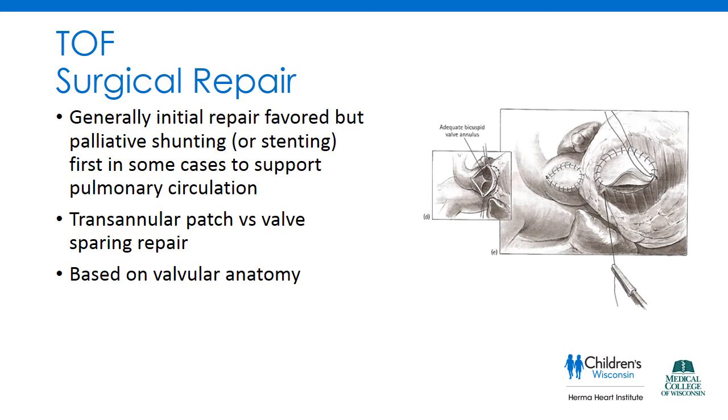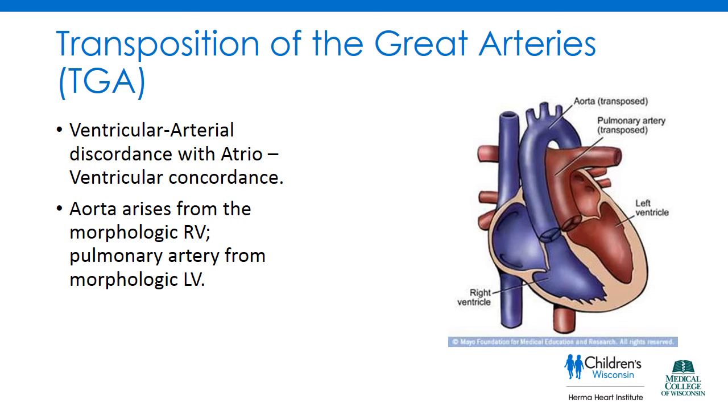To repair this, initial repair is favored, but sometimes we have to do palliative shunting or stenting to support their pulmonary circulation. But typically, the surgery is done by closing the VSD and opening that right ventricular outflow tract, whether that's with resection of that subpulmonary valve muscle or increasing the size of the main pulmonary artery by a transannular patch, increasing the diameter and allowing blood flow to more freely go out to the lungs, and then it comes back.